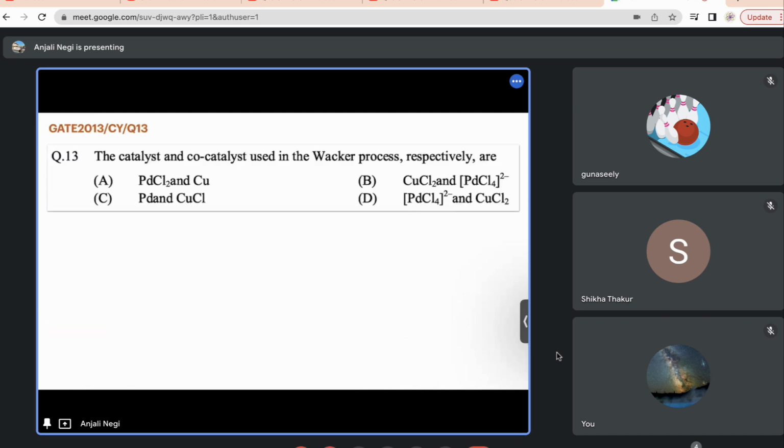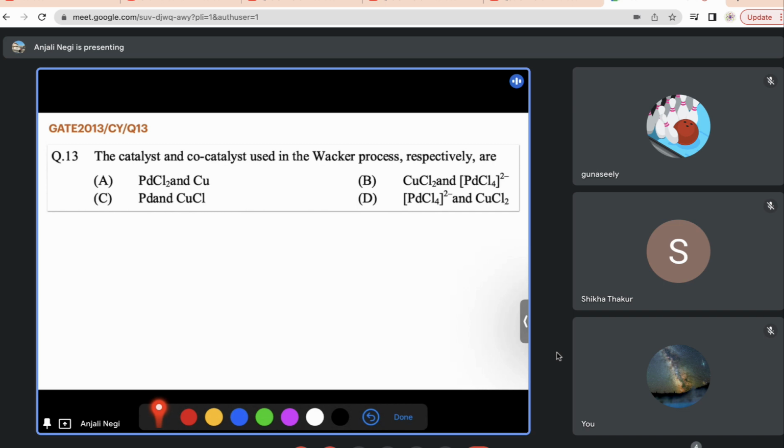So this particular question was from GATE 2013, chemistry question number 13. It states that the catalyst and the co-catalyst used in the Wacker process respectively are. We are given four options, and if you have gone through the Wacker process while studying, you might get confused, because all four options contain copper and all four options contain palladium, correct? But the correct option we will find out.